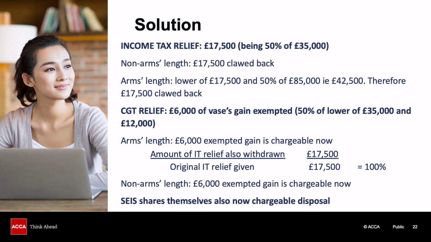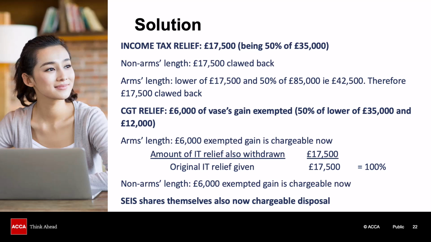If the sale was to an unconnected party, it will be treated as at arm's length. So we would compare the original amount of income tax relief of £17,500 and 50% of the sales proceeds for the shares, so that'd be 50% of £85,000, which is £42,500. So the lower of £17,500 and £42,500 is £17,500, and that would be repayable to HMRC.